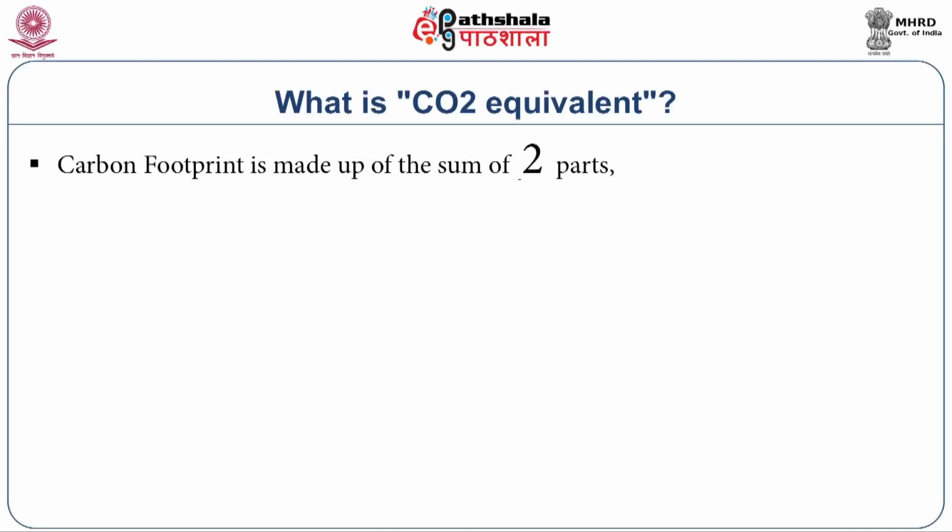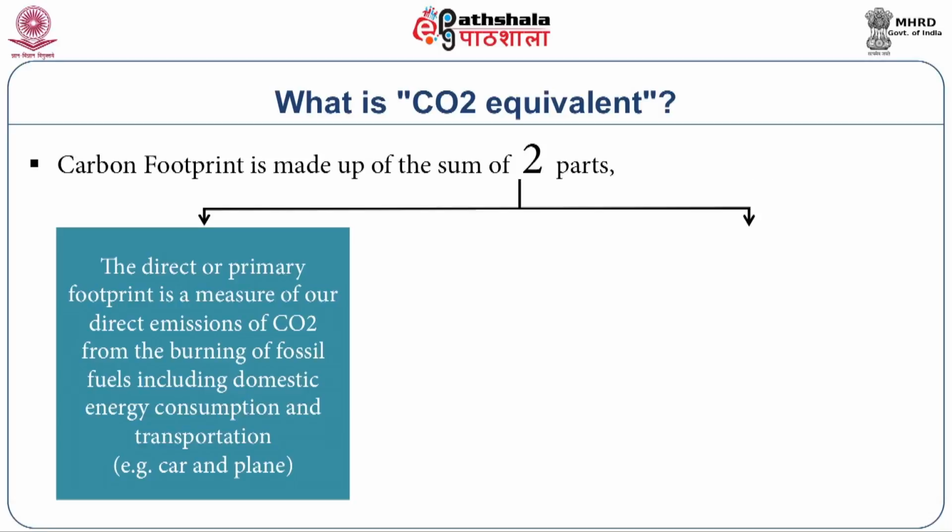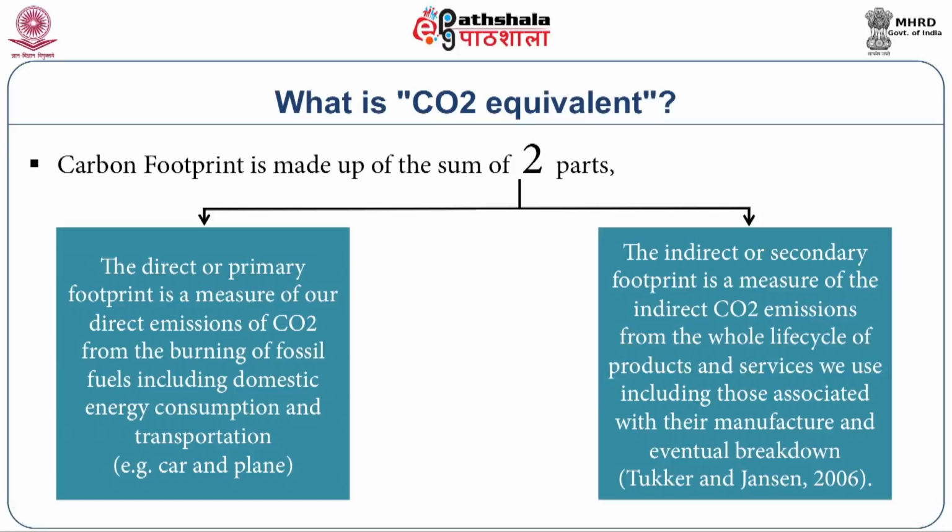Carbon footprint is made up of the sum of two parts. The direct or primary footprint is a measure of our direct emissions of CO2 from the burning of fossil fuels, including domestic energy consumption and transportation, that is, things like car and plane travels, and the indirect or secondary footprint, which is a measure of indirect CO2 emissions from the whole life cycle of products and services that we use, including those associated with the manufacture and eventual breakdown.